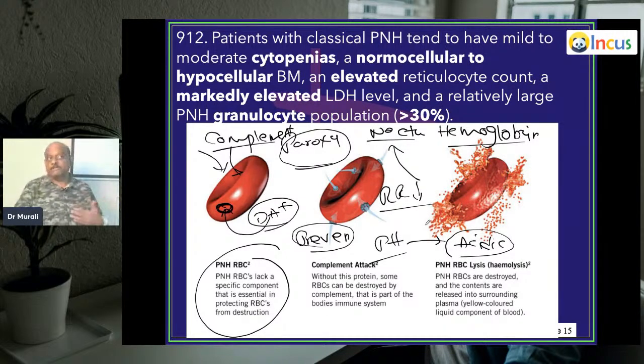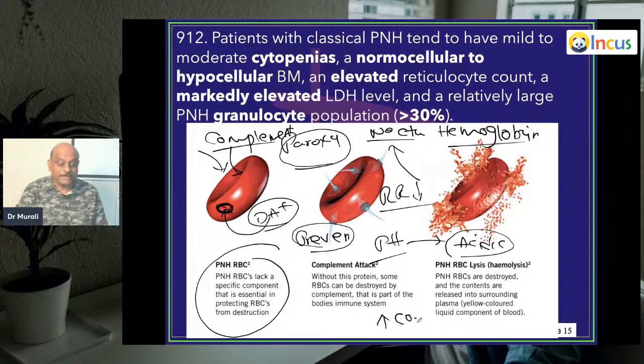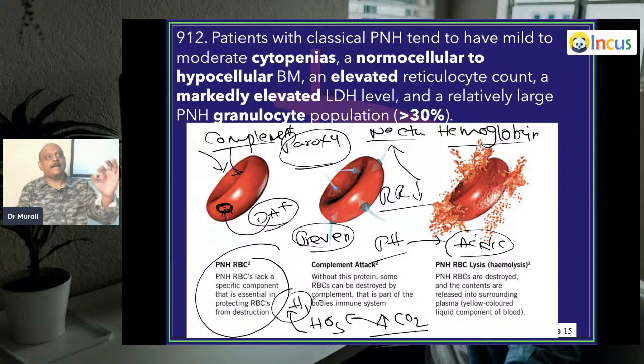Normally, what is the function of ventilation and respiration? The carbon dioxide produced will ventilate out. If the respiratory rate comes down, the carbon dioxide does not ventilate out. So high carbon dioxide in the plasma converts into carbonic acid, which releases the H plus ion. That's the reason carbon dioxide is called a volatile acid.